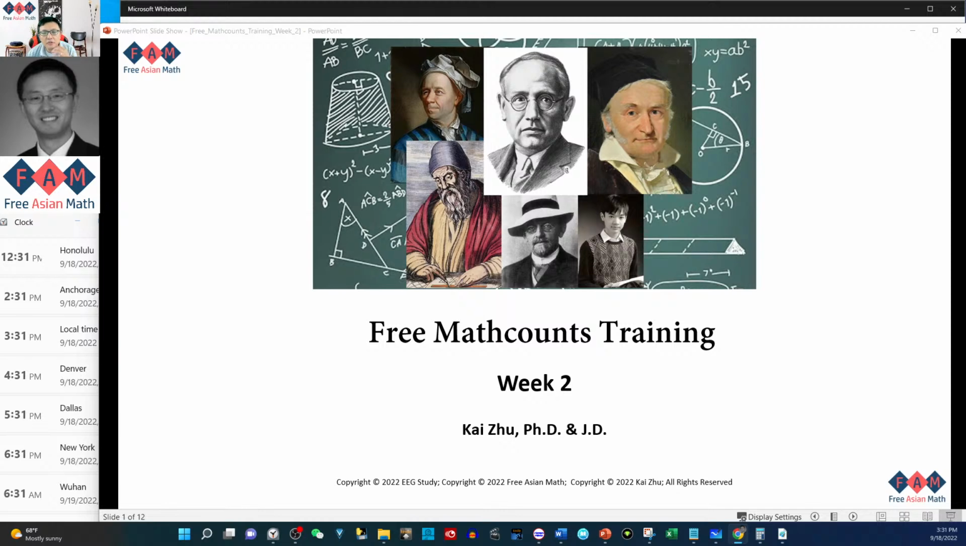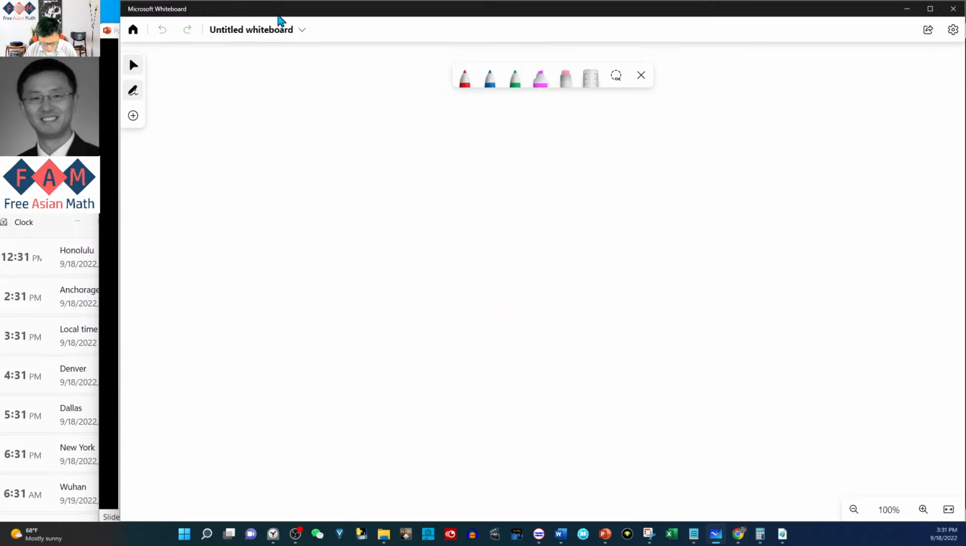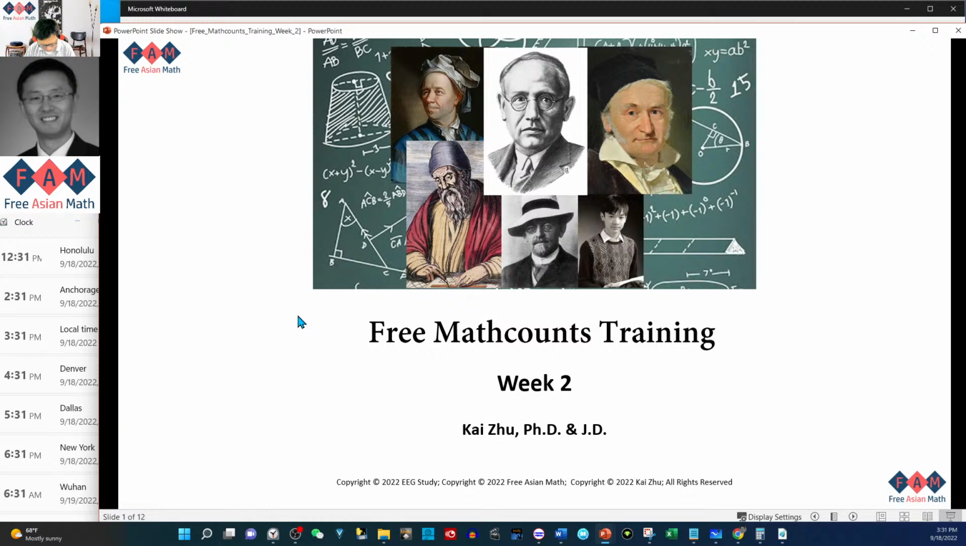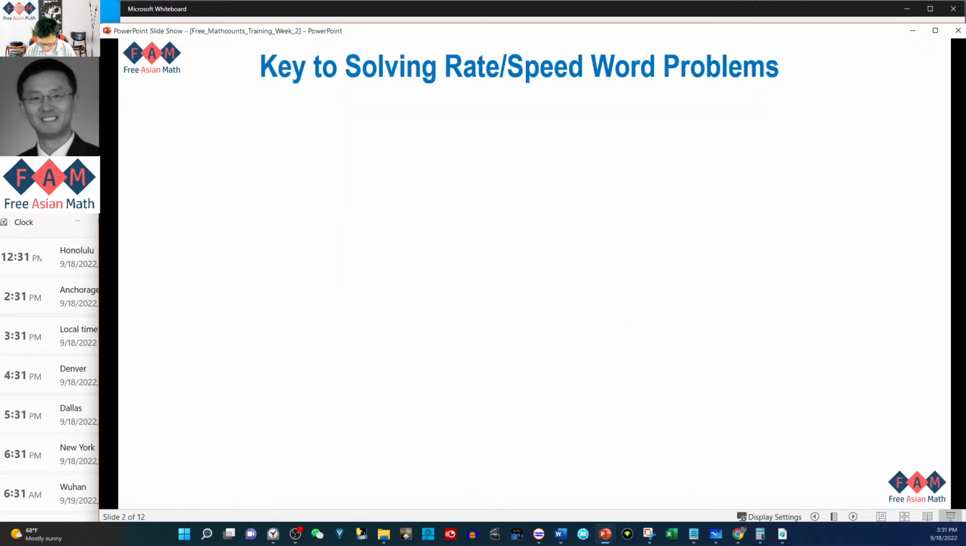we'll focus on using algebraic methods to solve word problems, because now at the Mathcounts level, we are kind of beyond the stage when we use arithmetical methods to solve word problems. So now with algebra available, which is super powerful, we should be able to easily solve all kinds of word problems. But some problems do need special attention. So let's talk about the key to solving rate or speed related word problems.